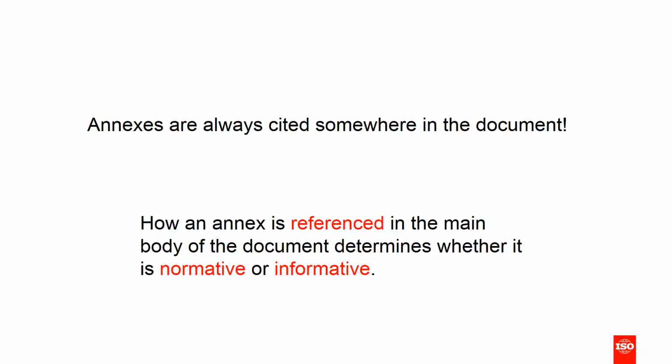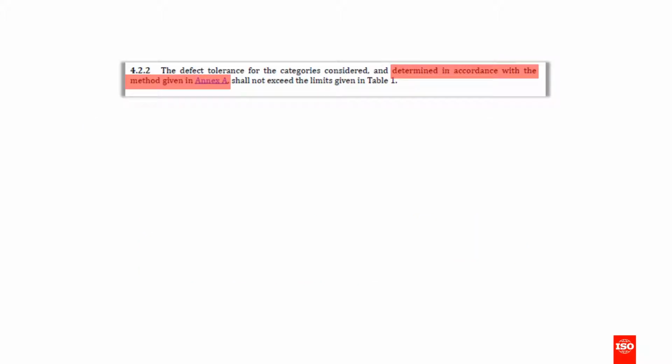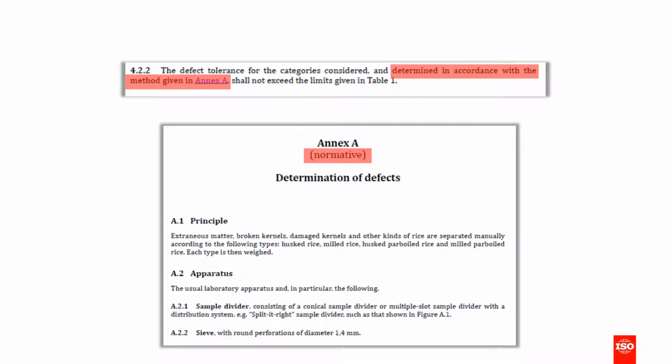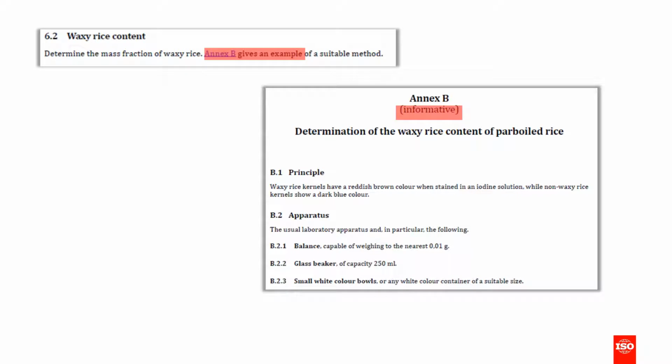So how might you cite a normative annex in the document? In this case, subclause 4.2.2 contains a requirement which can only be followed by using Annex A to determine the defect tolerance which shall not be exceeded. Annex B is informative because there is no requirement to use it. If the user of this document wants to determine the mass fraction of waxy rice, Annex B gives an example of a suitable method. This means that it's informative.